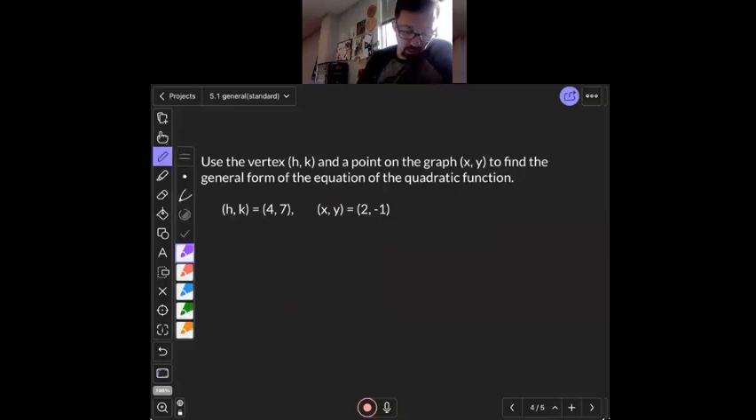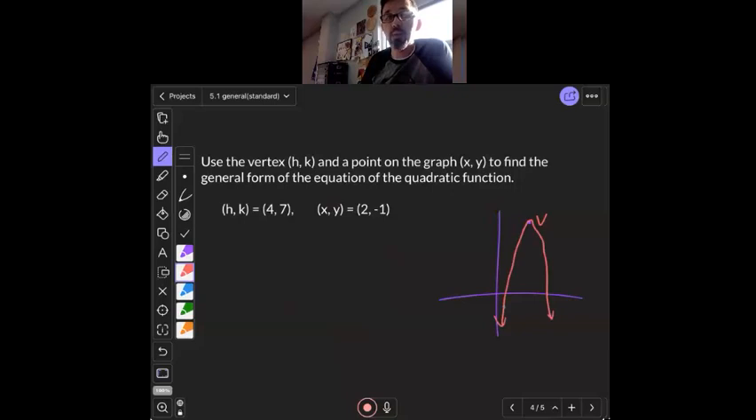You guys don't need to write this down. I'm just going to quickly sketch out the idea that if we know our vertex is up here at like 4, 7, then there's another point over here at like 2, -1. Because we know this is the vertex, there's only one graph that will go through that vertex and that point. There's only one particular function that will do that.